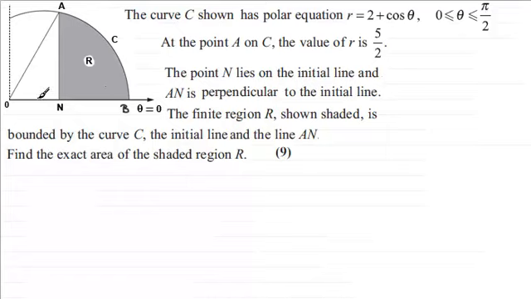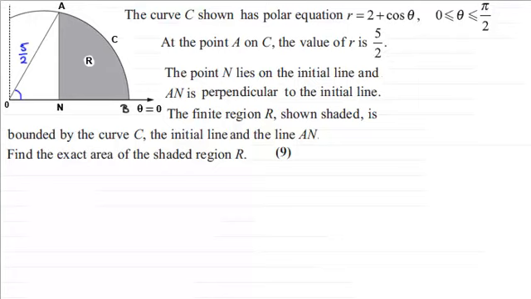Now in order to work out the area of the triangle here, OAN, what I need to do is first of all establish what these lengths are, AN and ON. And to do that, what I know is that we've got r is 5 over 2. That's going to be this length OA. So I'll just mark that in as 5 over 2. I'm also going to work out this angle in here, angle AON. And I can do that by solving this equation when r is 5 over 2.